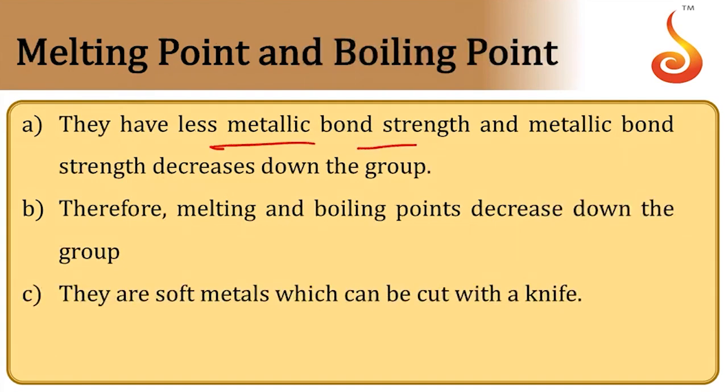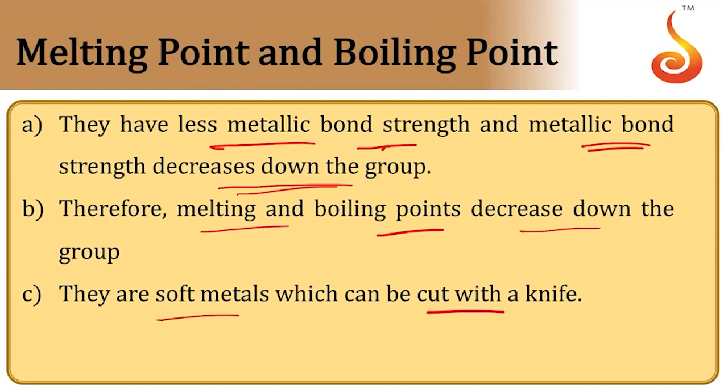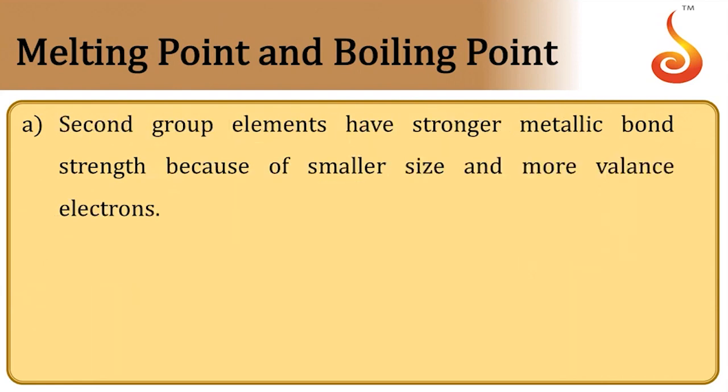In this case, they have lesser metallic bond strength, and the metallic bond strength is decreasing down the group. Because of larger size, they have lesser metallic bond strength, and therefore melting and boiling points decrease down the group. They are very soft metals and can be cut even with a knife.